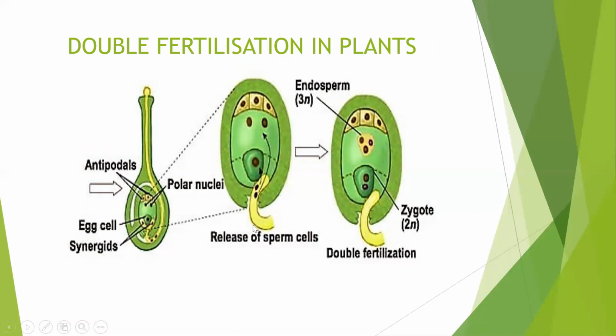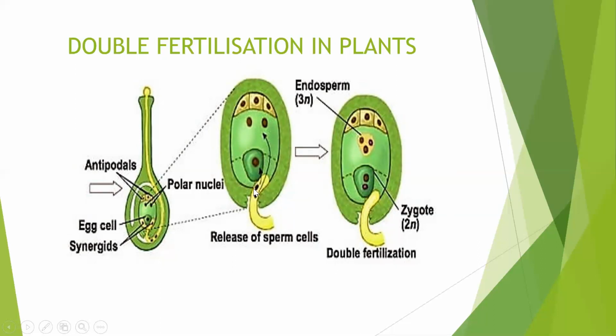Now, you can see over here. What happens is pollination takes place. What is pollination? That is the transfer of pollen grain from anther to stigma. Once this pollen grain reaches the stigma, it develops a pollen tube, and the pollen tube contains 2 male gametes. You can see over here 2 black structures, the 2 male gametes. This pollen tube enters the ovule through the micropyle.